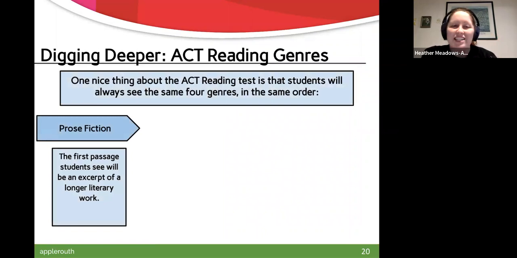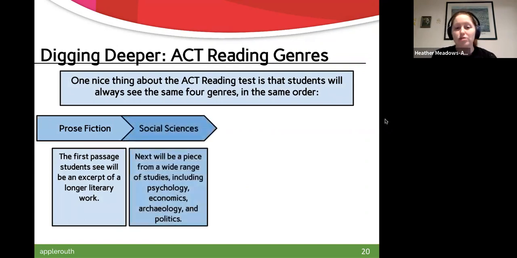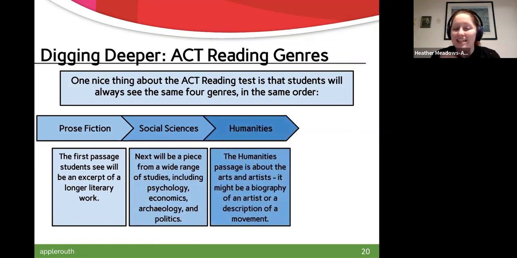The genres, right? One nice thing is that students will always see the same 4 genres in the same order. The first one you'll see will be prose fiction, so just a literature piece. Then you'll see social sciences. That's a wide range, including psychology, economics, archaeology, politics. So pretty much something that's not fiction, but not supernatural science like chemistry, biology, physics. You'll see humanities. That's about art and artists. It's usually a biography of an artist or the description of a movement, right? A lot of times you'll see the biography of an author or a painter. Very common for this section to be biographies.